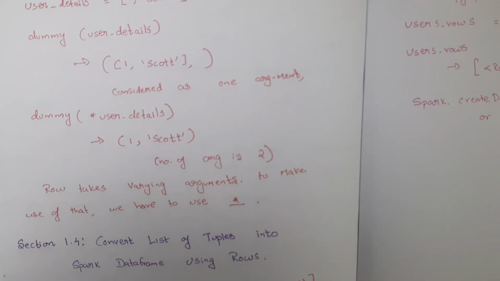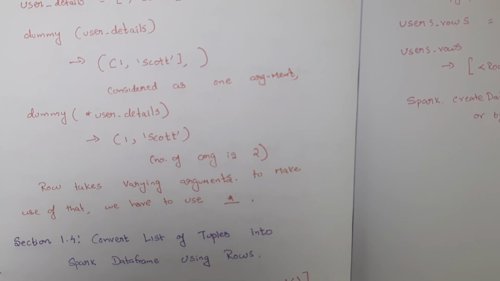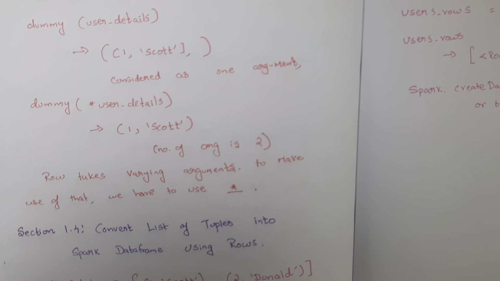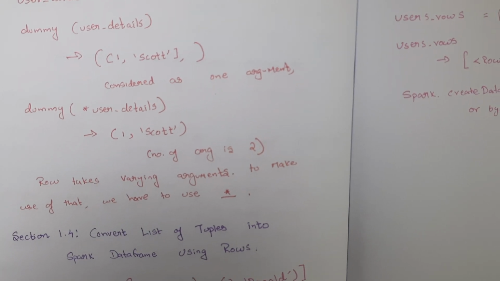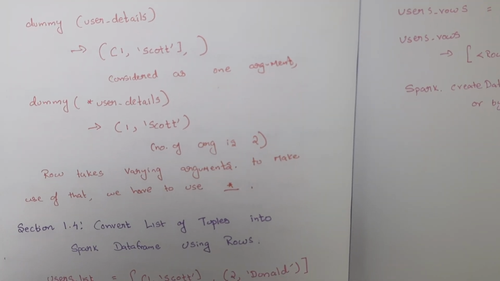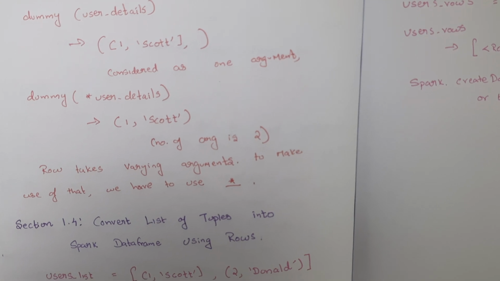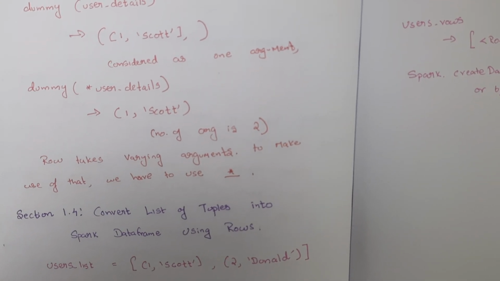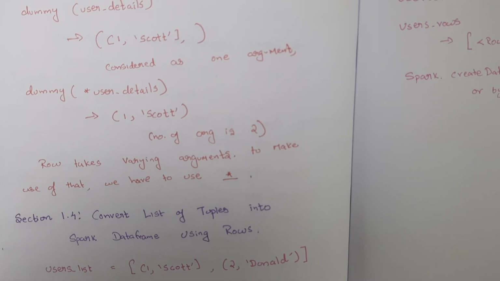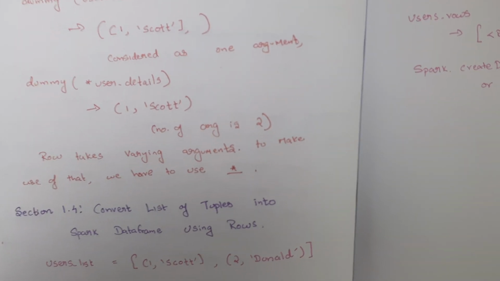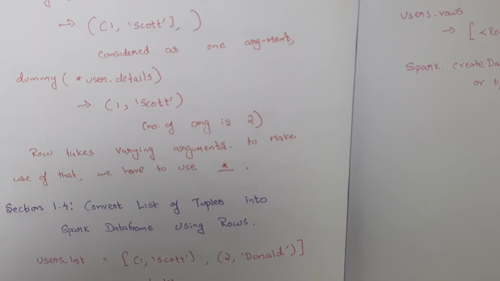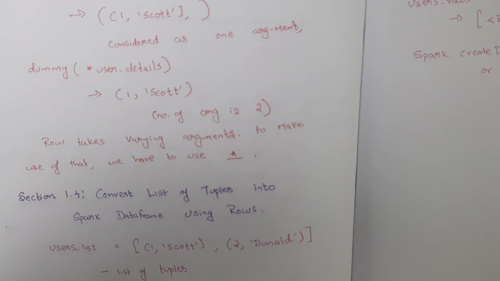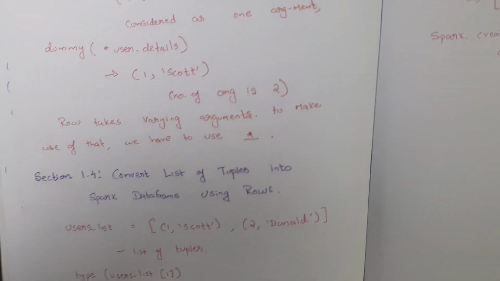If I pass dummy(*user_details), then it will consider the values inside the list as two different arguments. If you see here, 1 comma Scott, the number of arguments here is 2. The Row takes a varying argument. To make use of that, we have to use star. The Row function by default takes a varying argument, so to support the varying argument, we have to give star to it.